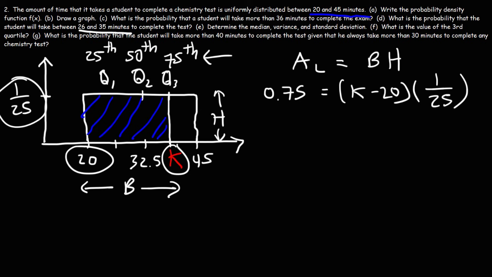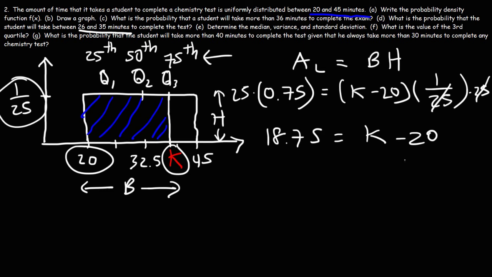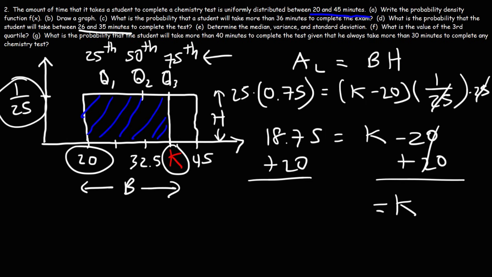So now we need to do some algebra. Let's begin by getting rid of this fraction by multiplying both sides by 25. So these will cancel. So 25 times 0.75 is 18.75. And so we're left with this on the right side, which is K minus 20. The last step is to add 20 to both sides. So 20 plus 18.75, that's going to be 38.75. And so this right here is the 75th percentile.